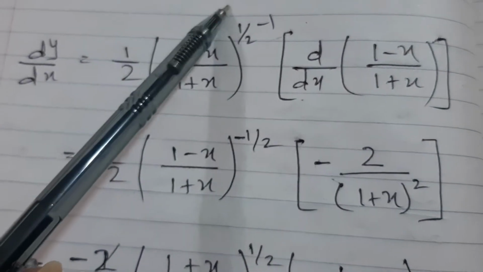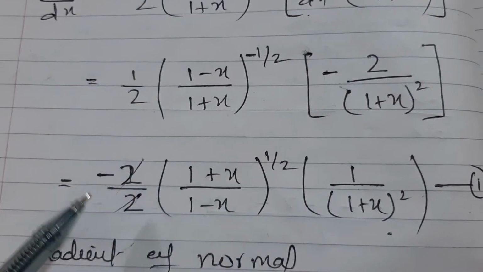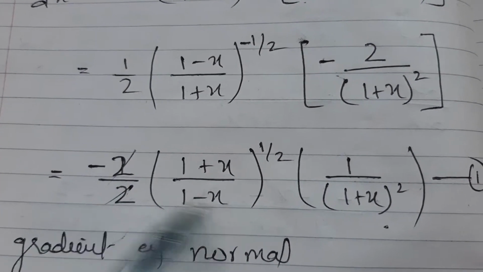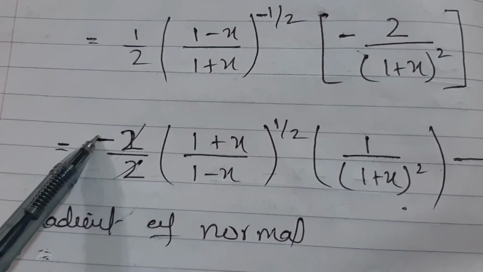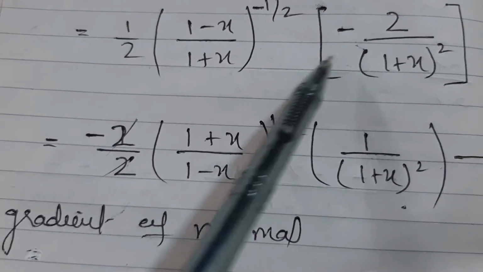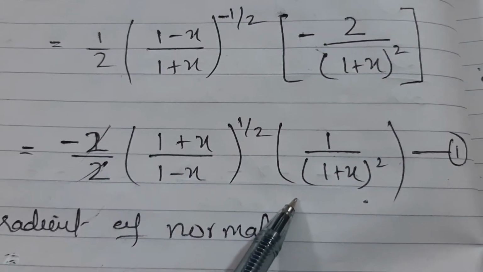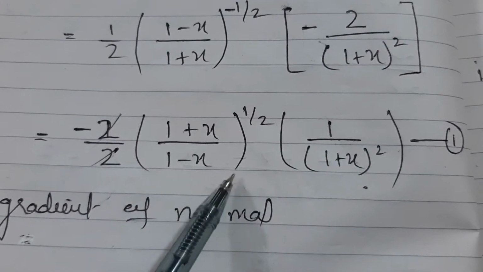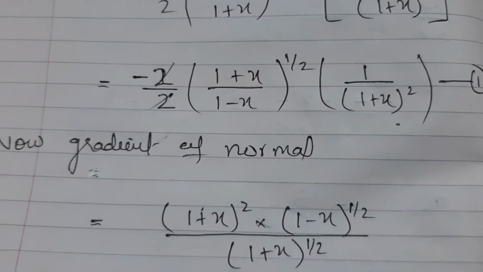Continuing, I have copied this down as it is. After that, I am bringing this 2 out here, and the minus sign is also going out here. Nothing else I have done so far. The 2s cancel out, and I got this. Now the question says to find the gradient of the normal.